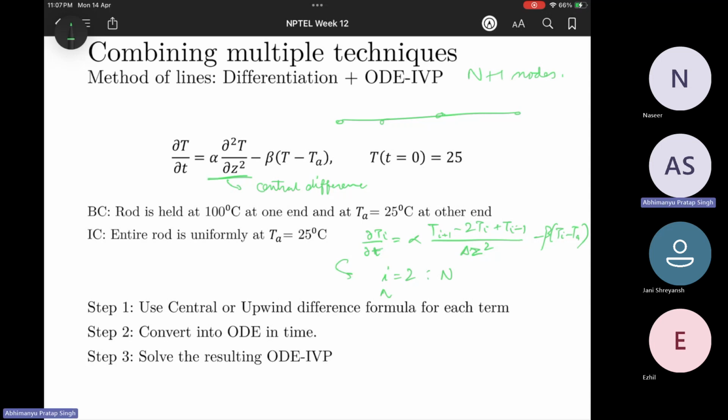and at the first node, the conditions are given to us, so we don't need to discretize for that. In this case it's a Dirichlet boundary condition at both the ends, so we don't need to discretize at one node. But if it's a Neumann boundary condition or a mixed boundary condition, then we can also discretize the n plus 1 node using the forward difference method. Okay. So this is simple.